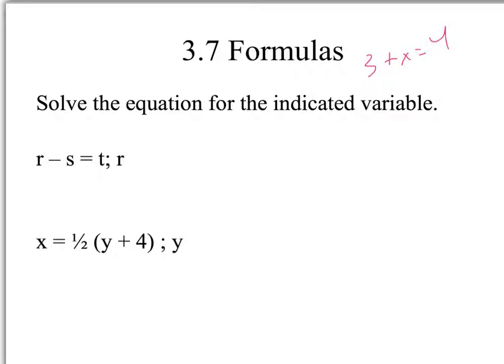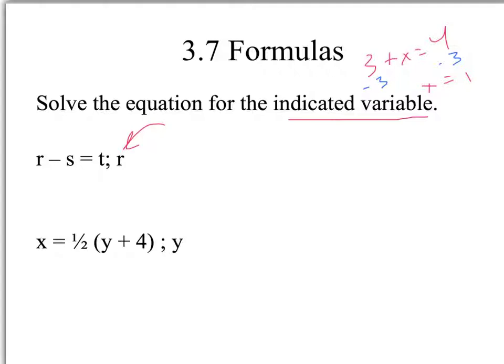Just like we did for this 3 plus x, we would subtract this 3, right? Because we would then get x is equal to 1. We subtract that 3 because that's the opposite operation to get what x is. We're going to use those same principles on this first equation. So if I have r minus s is equal to t, the indicated variable is r. So I'm going to solve for r.